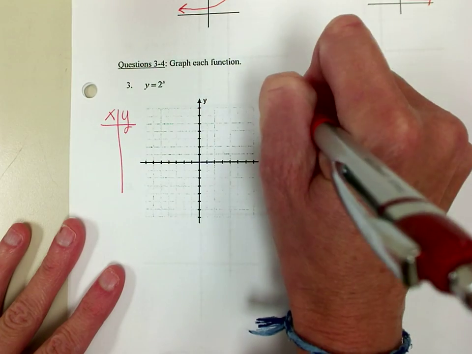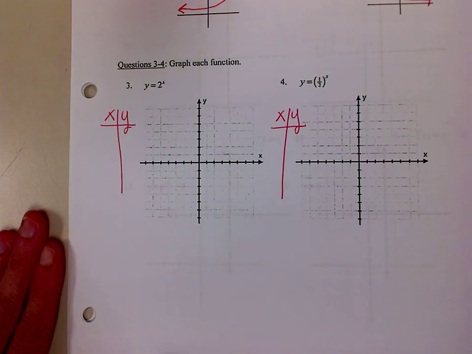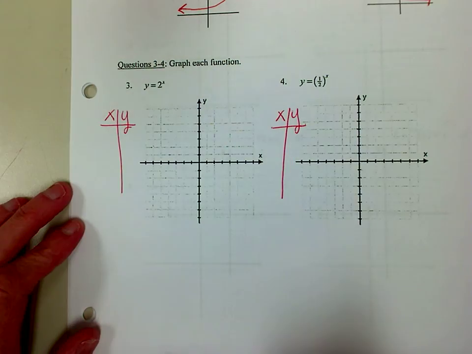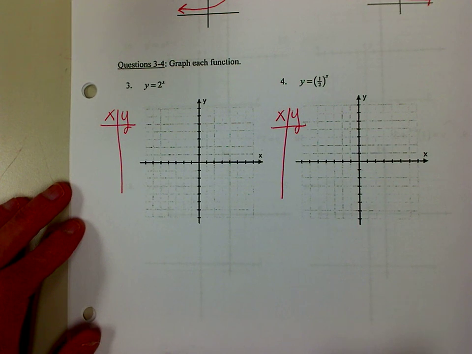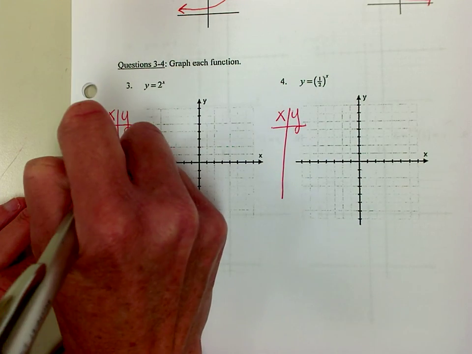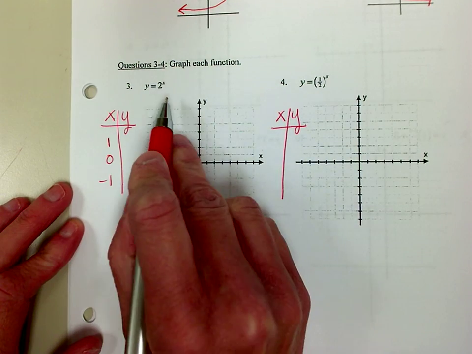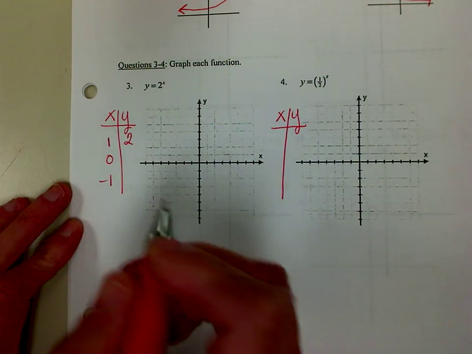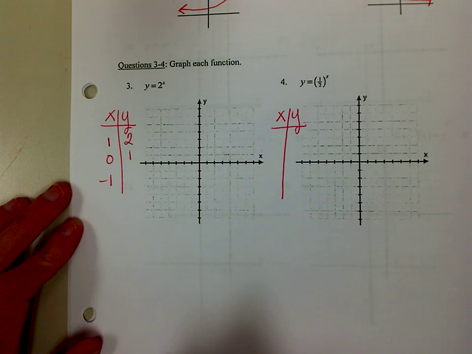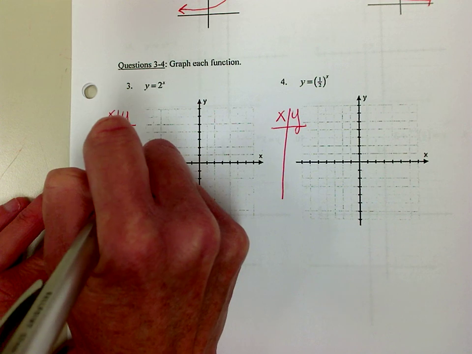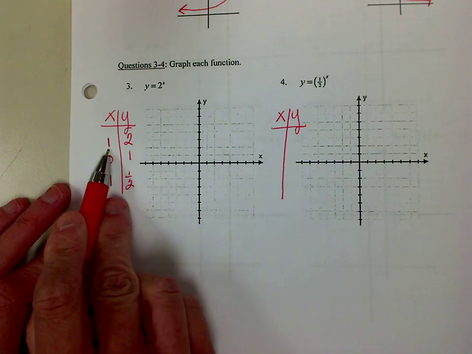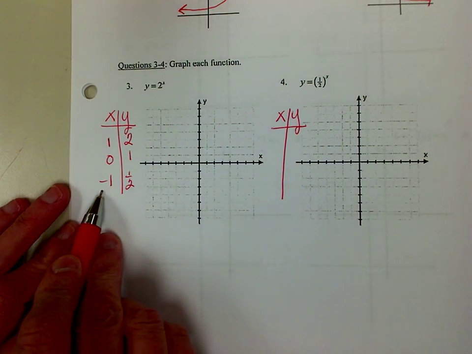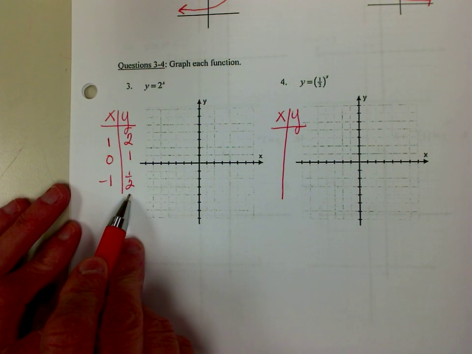So what I'm going to do now is make a table. Since x is the exponent, that's where I'm going to put my numbers in the x column. And I'm going to pick nice numbers to work with: 1, 0, and -1. So 2 to the first power is 2. 2 to the 0 power is 1. And 2 to the negative first power is 1/2. So next to 1 is the base. Next to 0 is always 1. Next to -1 is always the reciprocal of the base.